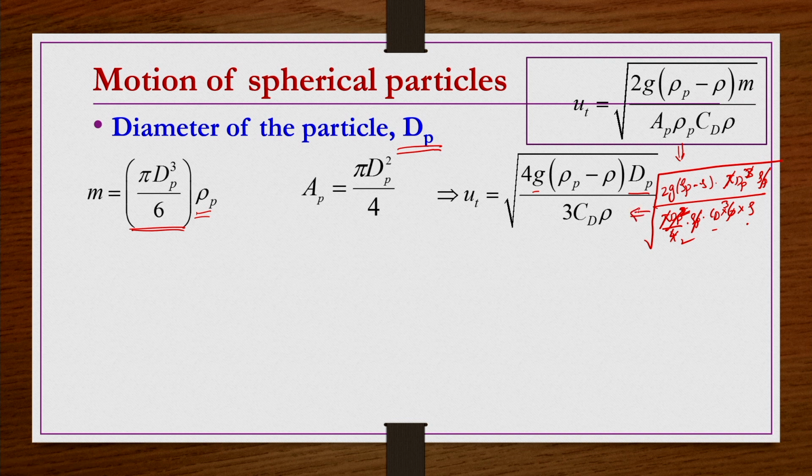So this is what you will get, this equation. In this ut equation, you simply substitute a and m, then you will simplify, then you will get this expression. Now this is the expression for the terminal velocity of this particle, irrespective of which flow it is, whether Stokes regime or whether it is slowly settling or very fastly settling. Only the condition is that it should be free settling condition and the terminal velocity condition. So then this is valid.